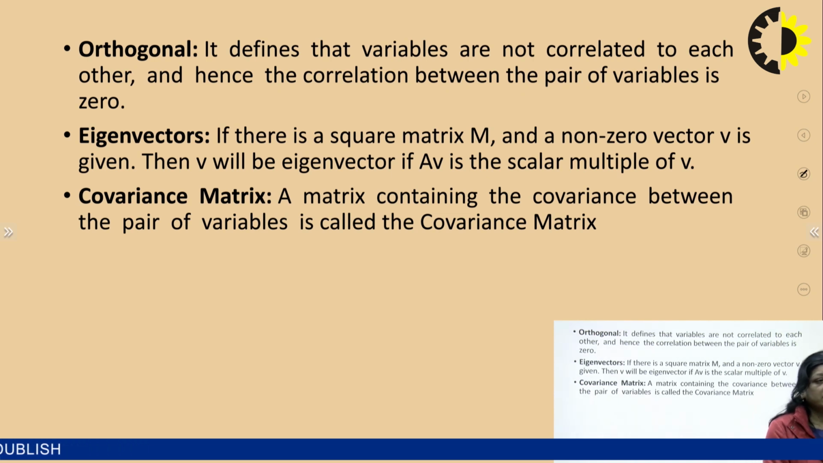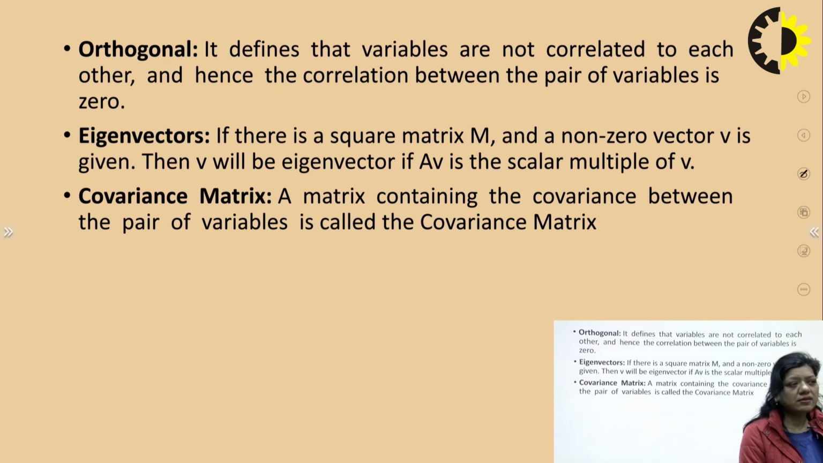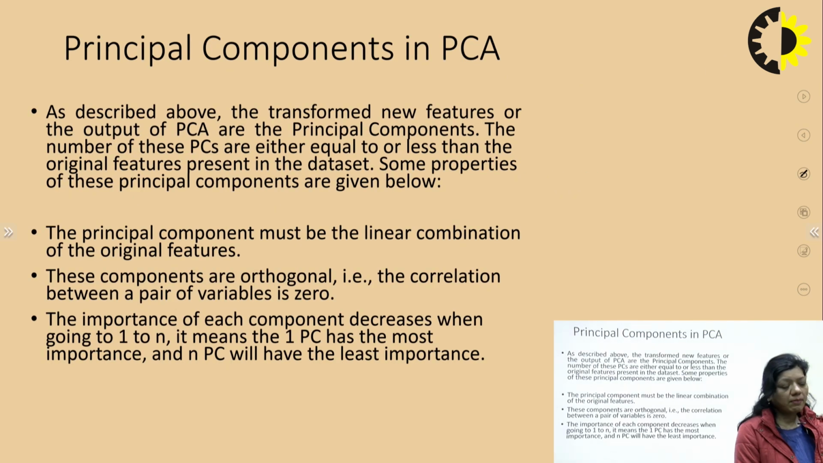Orthogonal means that variables are not correlated to each other, and hence the correlation between the pair of variables is 0. An eigenvector: if there is a square matrix M and a non-zero vector V is given, then V will be an eigenvector if AV is a scalar multiple of V. And the matrix containing the covariance between pairs of variables is called the covariance matrix.